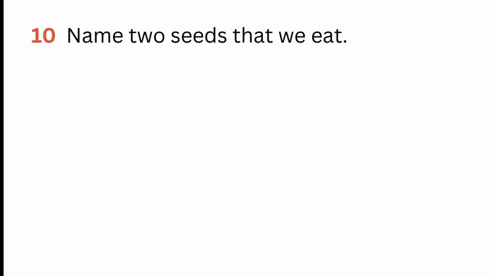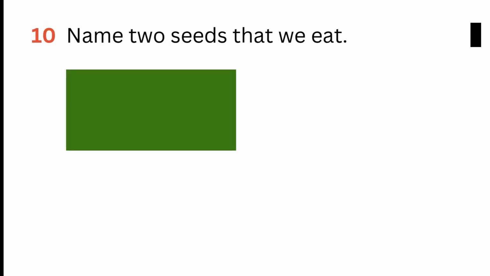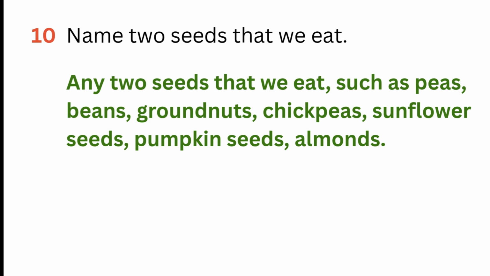Question number 10. Name 2 seeds that we eat. So you can write any 2 seeds that we eat, such as peas, beans, groundnuts, chickpeas, sunflower seeds, pumpkin seeds, almonds, and anything else.